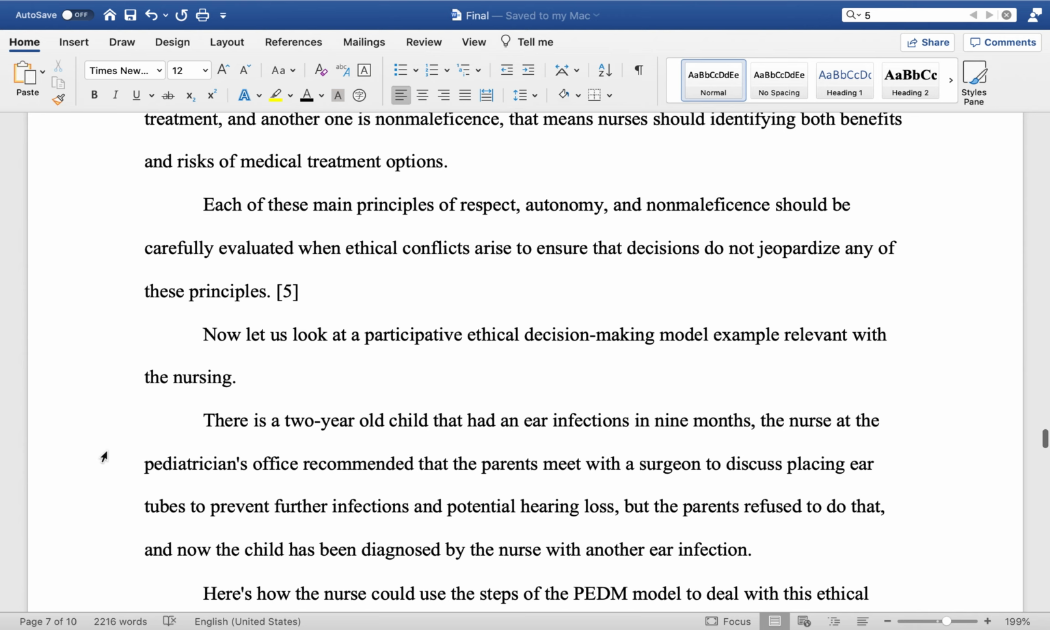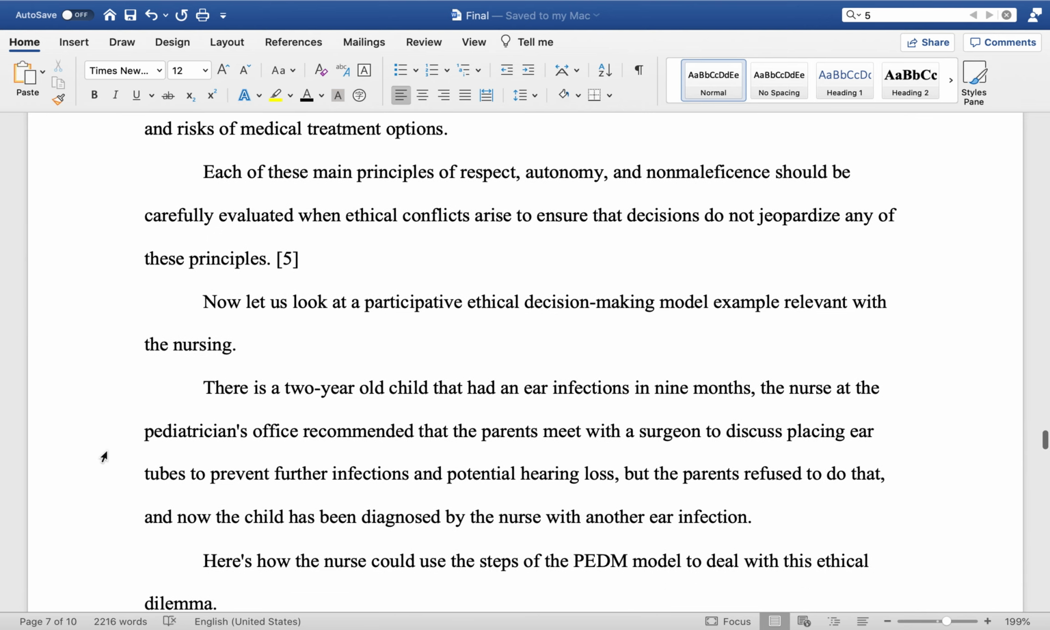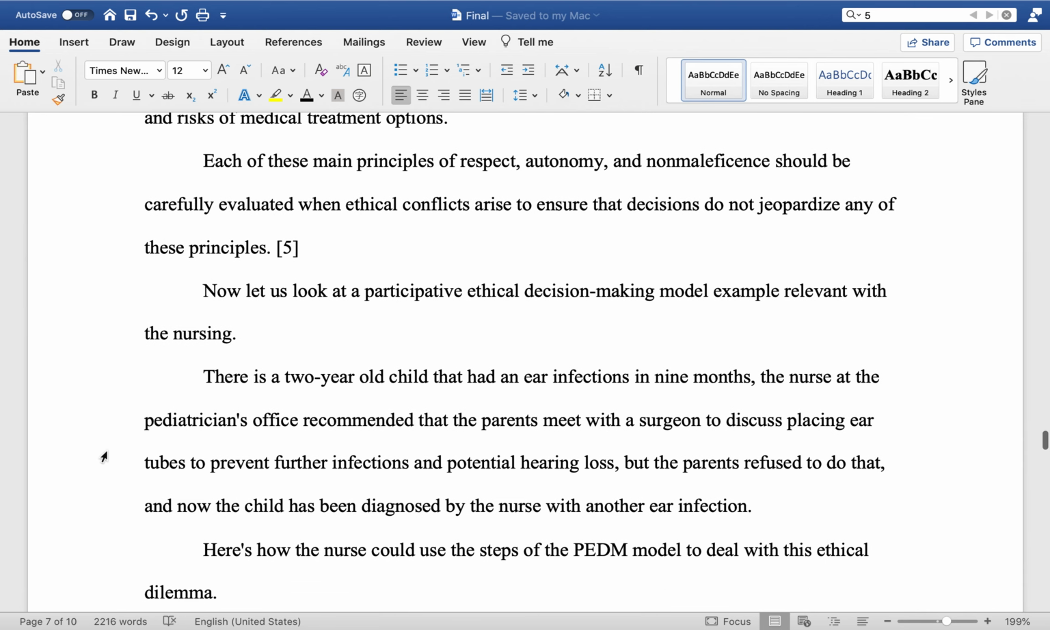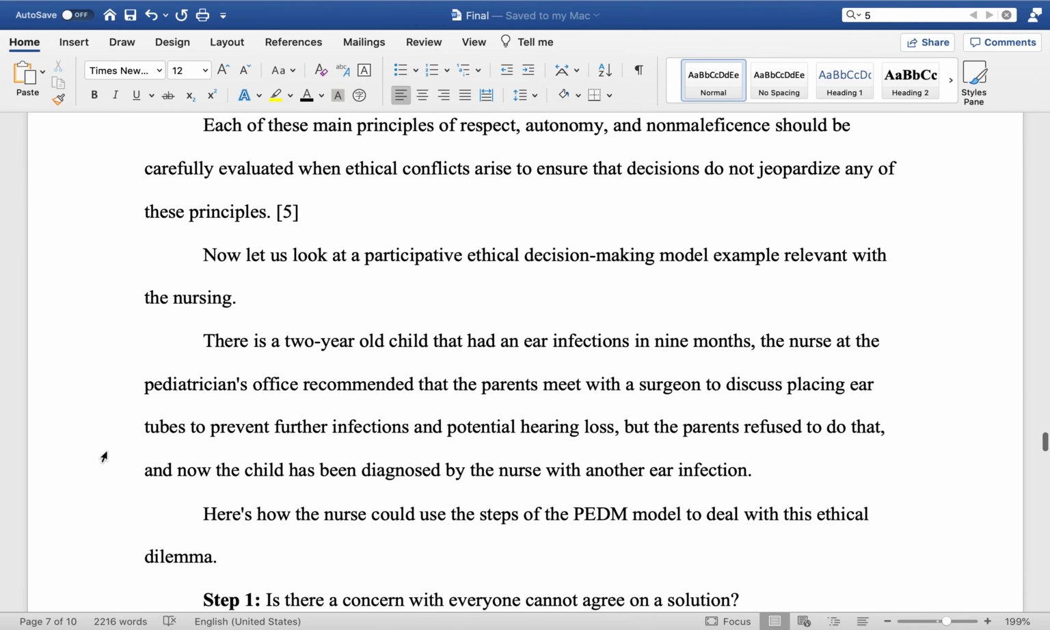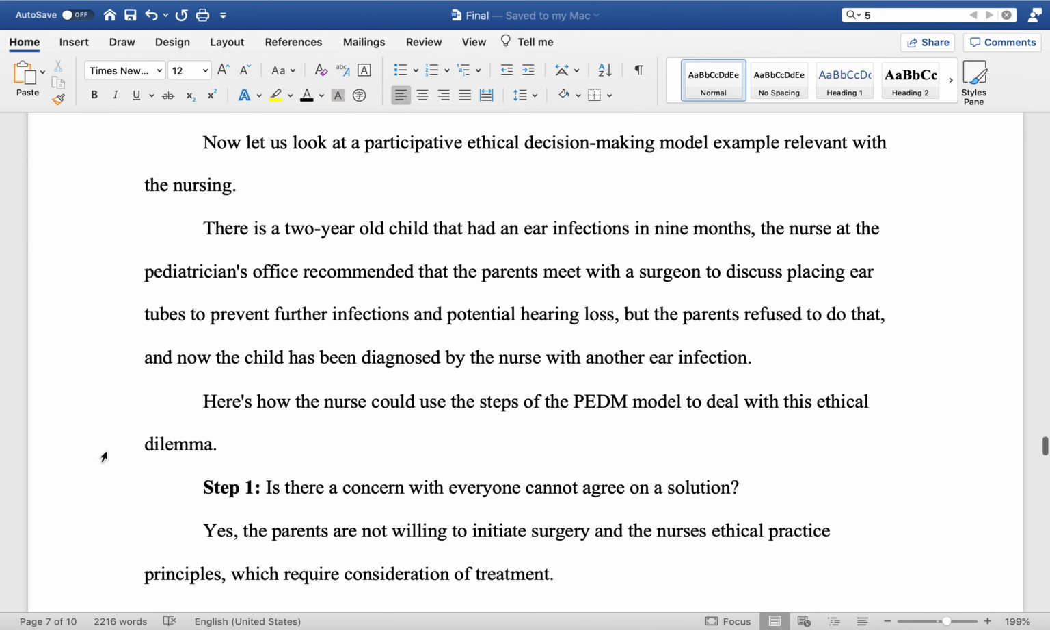There is a 2-year-old child who had an ear infection. In 9 months, the nurse recommended surgery to place ear tubes to prevent further infection, but the parents refused. Now the child has been diagnosed by the nurse with another ear infection. So how could the nurse use the steps of the model to deal with this problem?